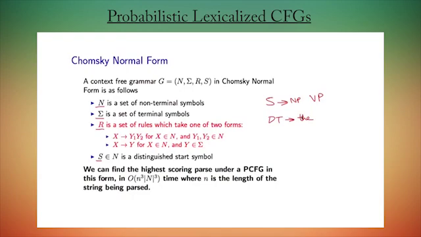And we saw that given a PCFG in Chomsky normal form, we can use dynamic programming to find the highest probability paths in cubic time in the length of the sentence. So n is the length of the sentence, and cubic time in the number of non-terminals in the grammar.